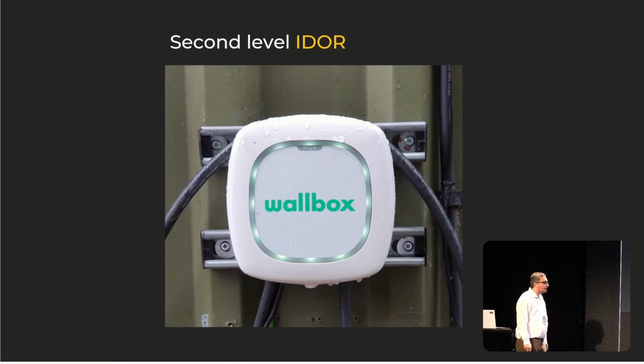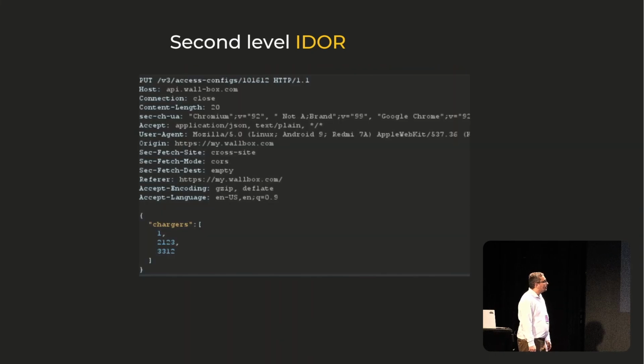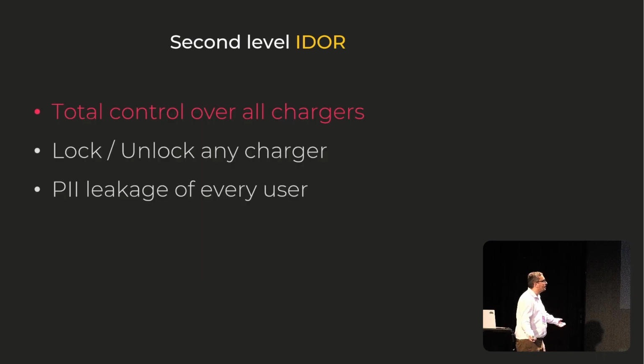Wallbox, another car charger. In here, the access config, which is who could access it, the 101.612 was not vulnerable, but you could pass any charger that you want. So I could pass to my user having access to all the chargers and ended up with total control of all the chargers, lock, unlock any charger, PII leakage. I didn't get platform admin, so I guess it was not that bad.